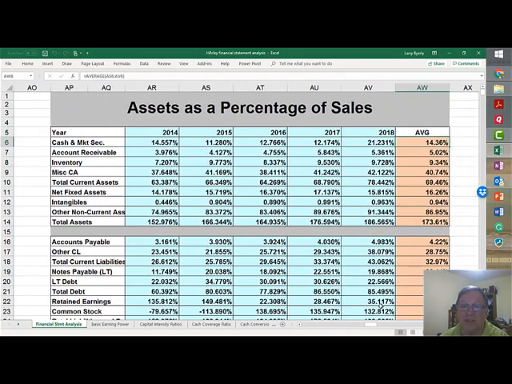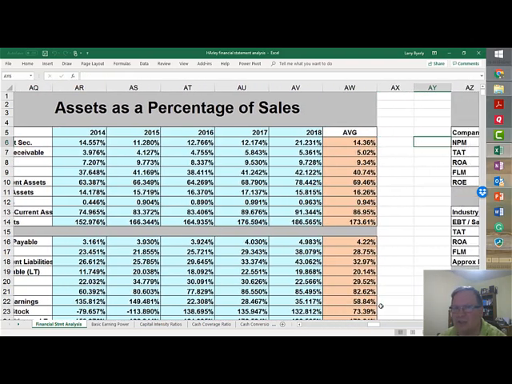Assets as a percentage of sales, right? Is there a relationship? See, on average, about 14% of their assets are cash compared to the sales of the company. So, if you expect the company to go up 10% in sales, what do you think would happen to the cash? Well, it would go up 10% of 14.6%, or roughly 1.436%, is what you would predict to be the change in cash.